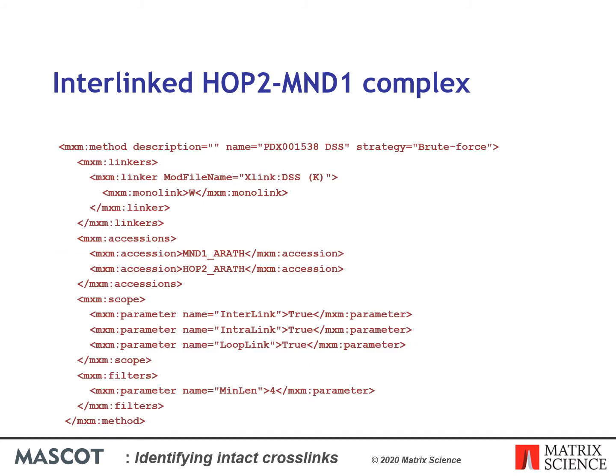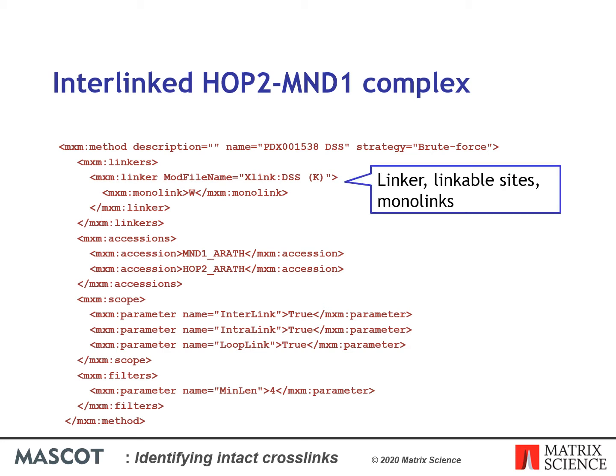The cross-linking method is a simple XML file, shown here. Monolinks are toggled in the MXM linker section. The MXM accession elements are the protein selectors, and these can optionally specify a database name. If there's no database name, Mascot chooses proteins for cross-linking by accession only, regardless of database. The scope and filters section contain simple key value parameters.